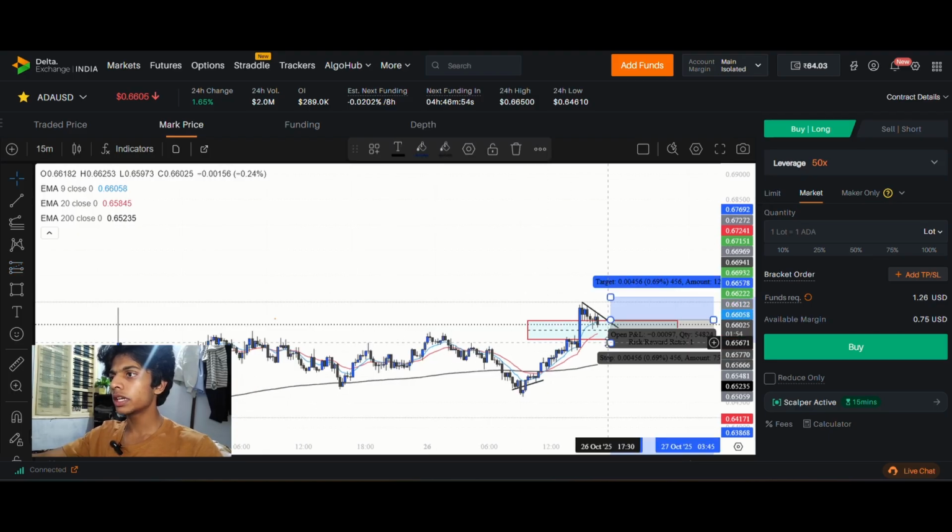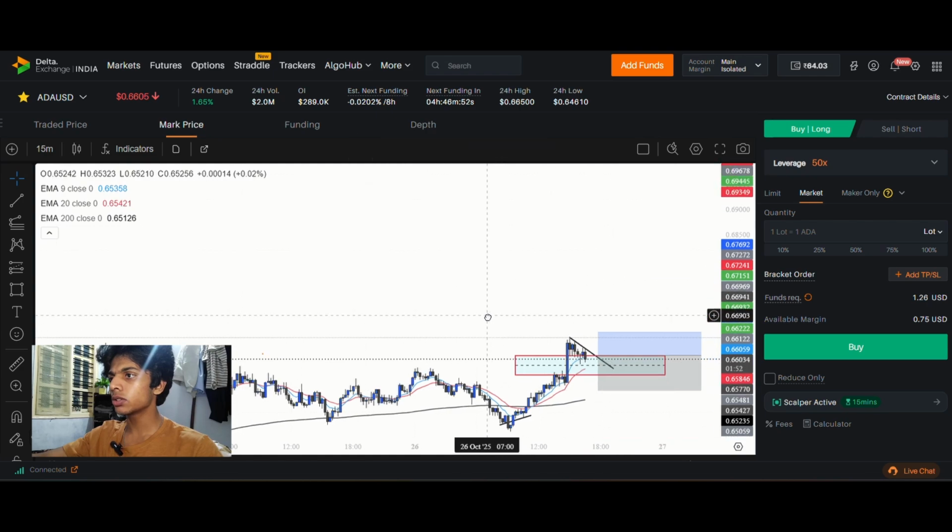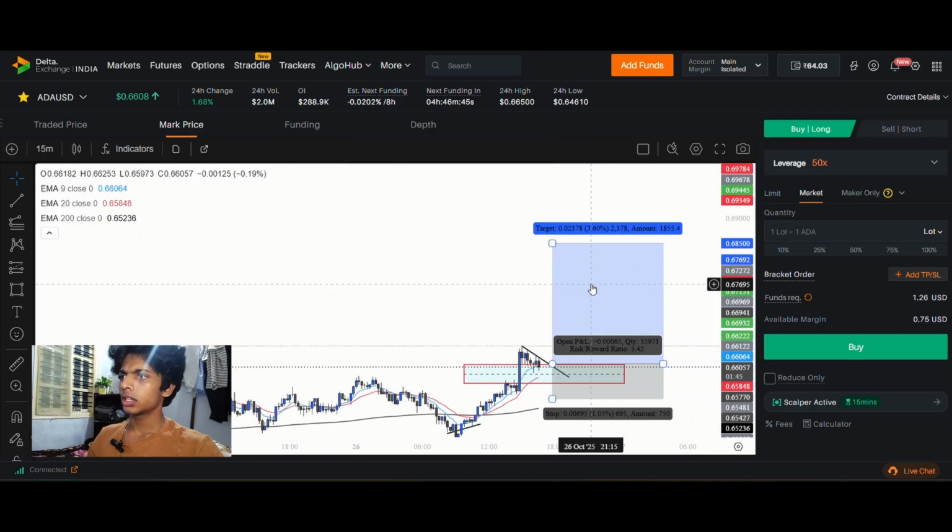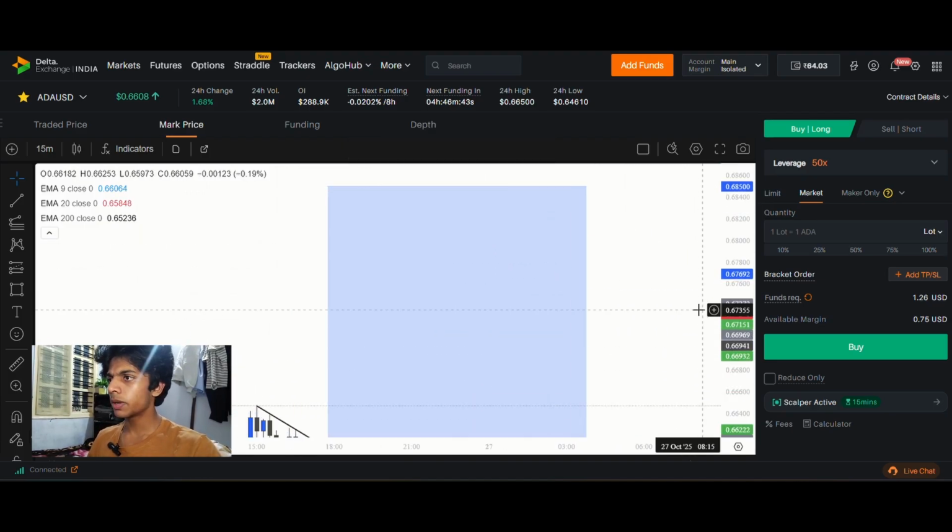So my entry will be somewhere over here, and I'm gonna try to ride the trade all the way till this high right over here. And let's see how this trade plays out.